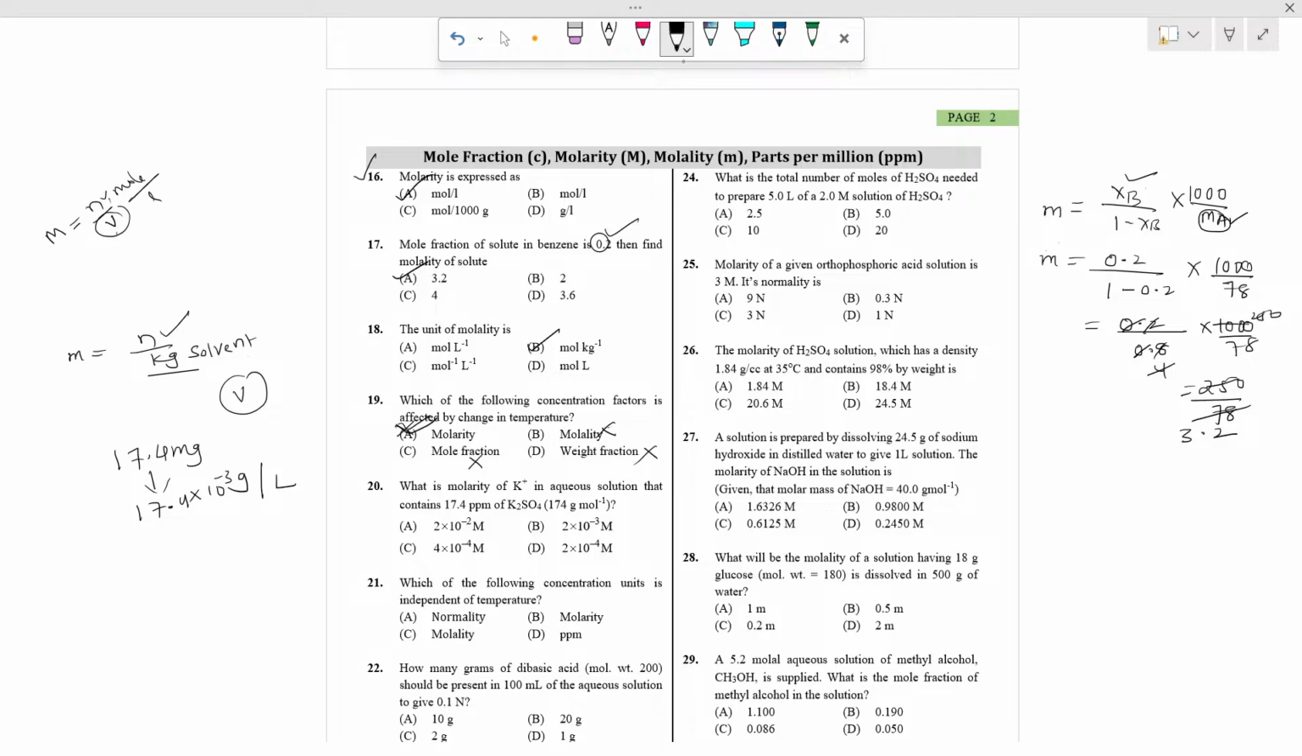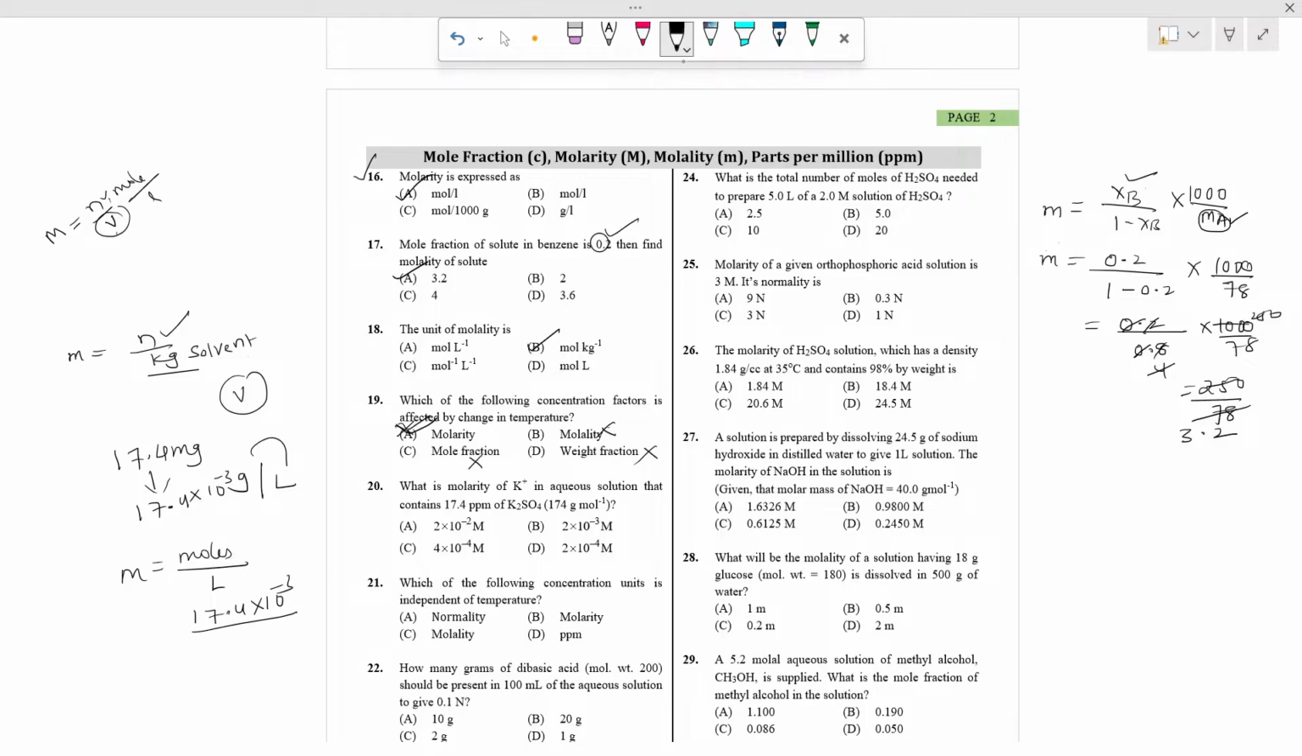17.4 ppm means this many milligrams are there in 1 liter of solution, they are telling, right? So now you have the weight, then you have to calculate what? Molarity. The molarity formula we already know: moles upon liter. So how can you calculate moles? Weight upon gram molecular weight. What is the weight here? 17.4 into 10 to the power of minus 3 is the weight.